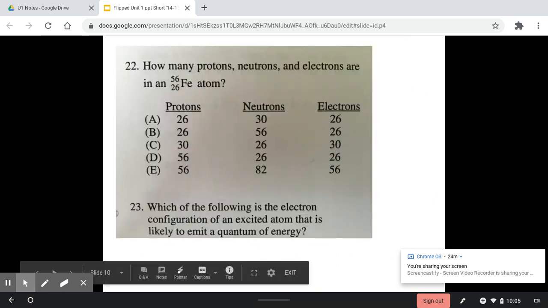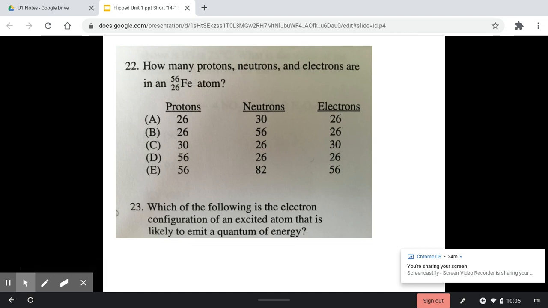If you change the mass number, you're going to get an isotope, which is the same element with a different mass. And if you change the charge, which is changing electrons, mass number would be changing neutrons, the charge, you're going to get an ion, which is the same element, but it's charged positively or negatively.